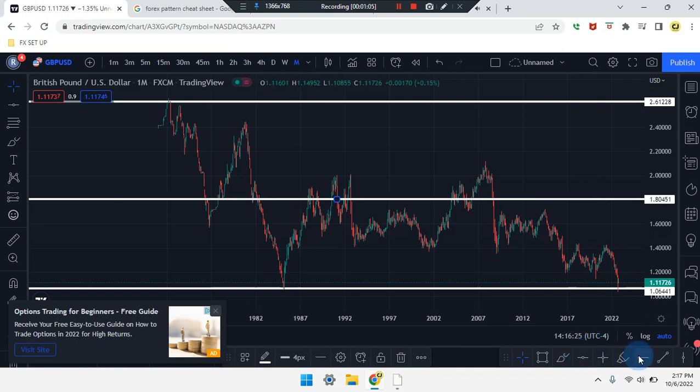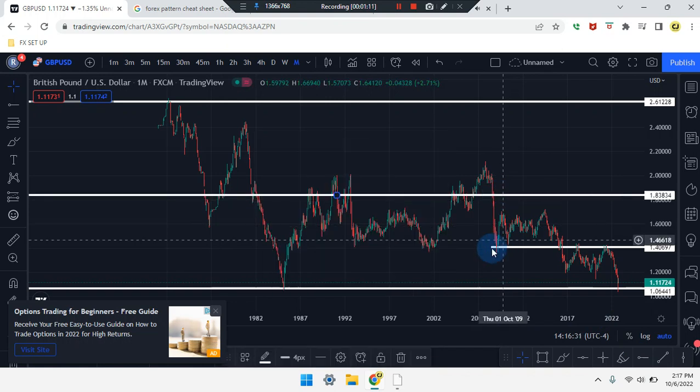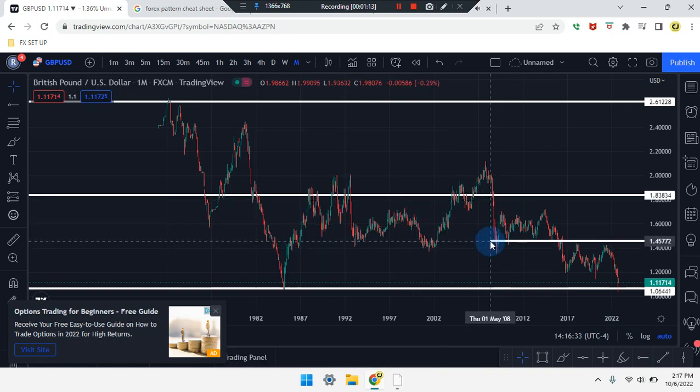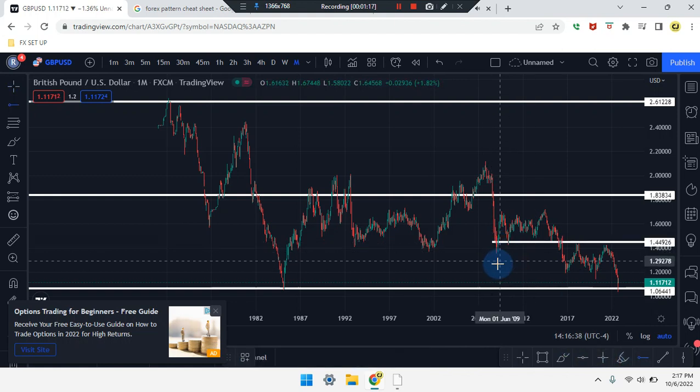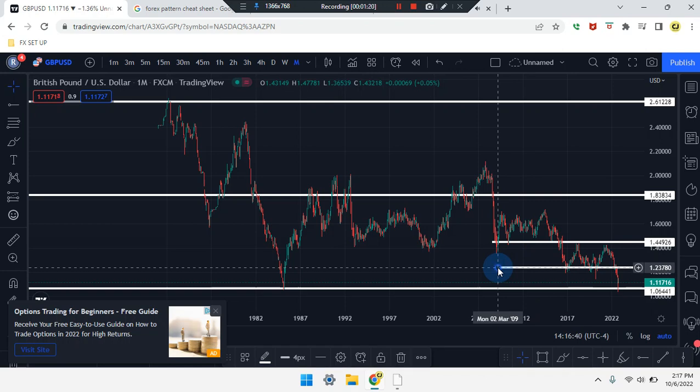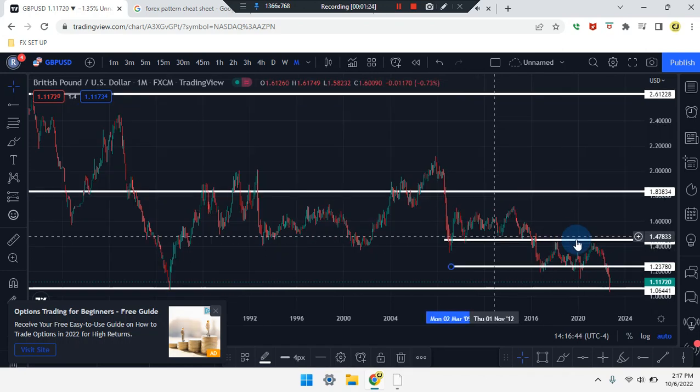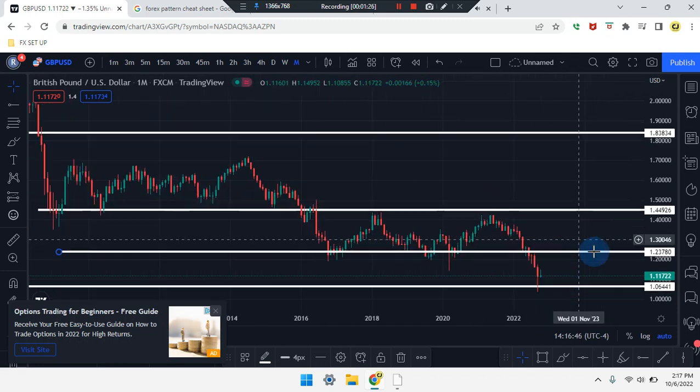Midpoint, also adding second level lows, and also adding third level lows. So let's zoom in the price to see what's going on.